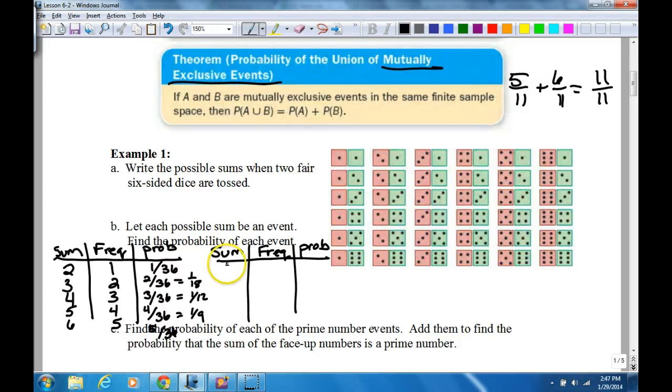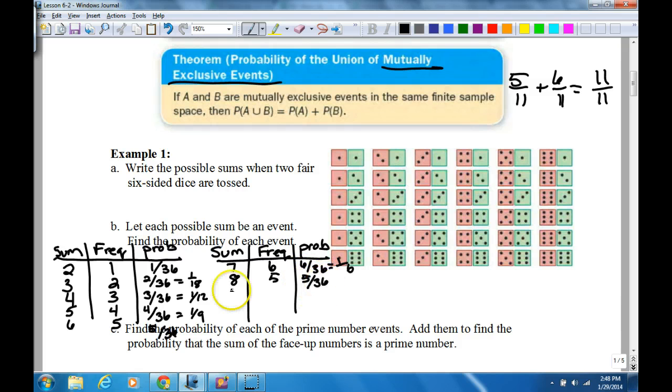Okay? How about the sum of 7? 6. And 6 out of 36 is what? 1/6. 8. We're going back down because 7 is the most frequent. So if you look and add all the ones that add up to 8, you're adding them. So like in 8, you can have a 4 and a 4, a 3 and a 5, or a 5 and a 3, and so on. So this would be a frequency of 5, 5 out of 36.